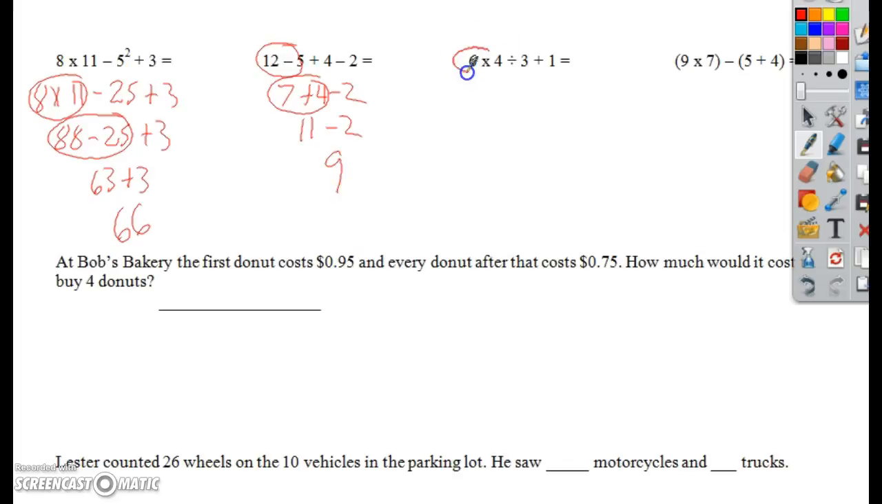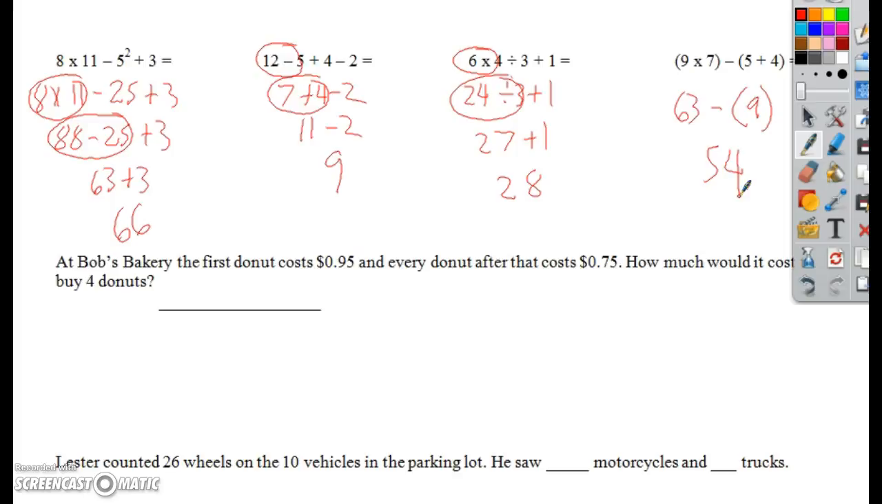Multiplying and dividing are equal power, so I'm doing the multiplying first. 6 times 4 is 24. 24 divided by 3 is 27. 27 plus 1 is 28. Two sets of parentheses. I'm doing what's in both sets of parentheses first. So 9 times 7 is 63 minus the set of parentheses is 9. 63 minus 9 gets me to a 54.